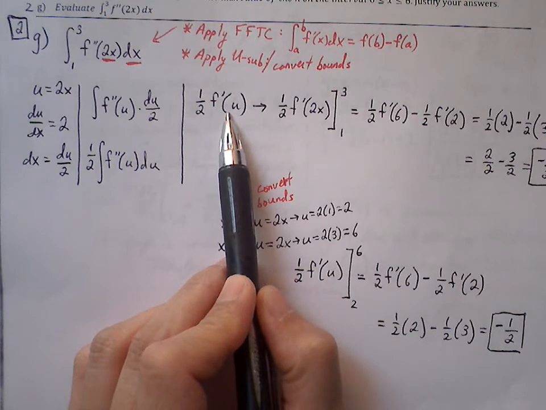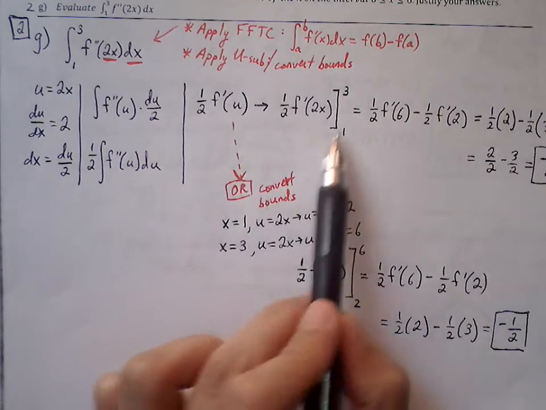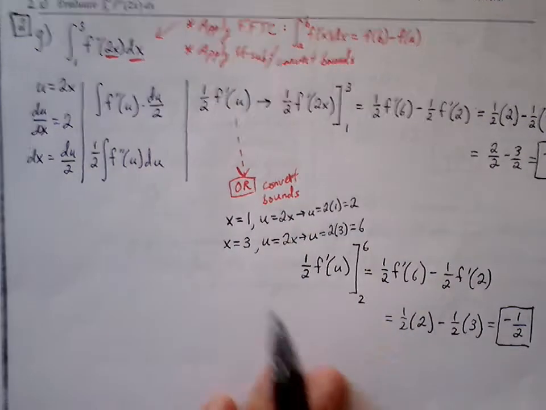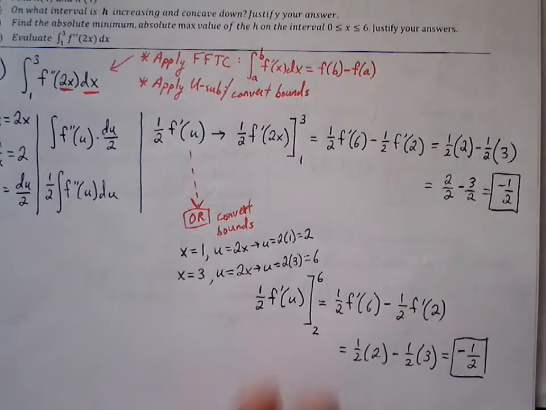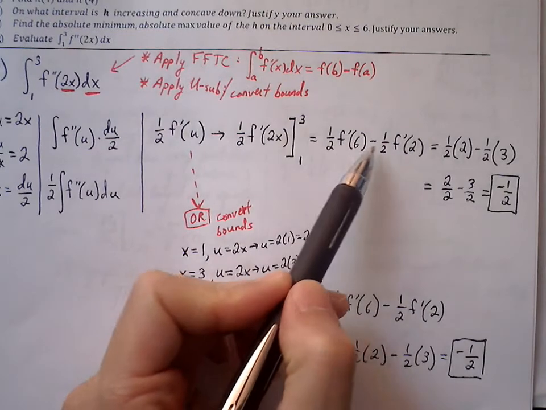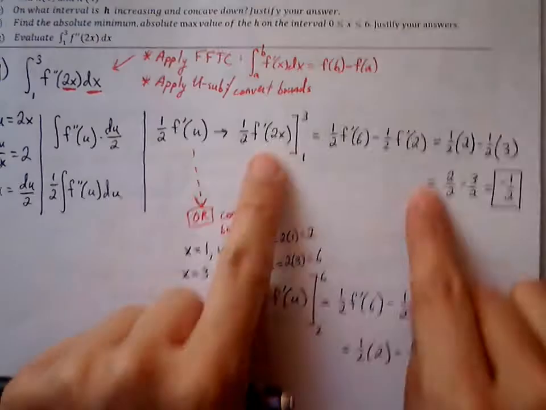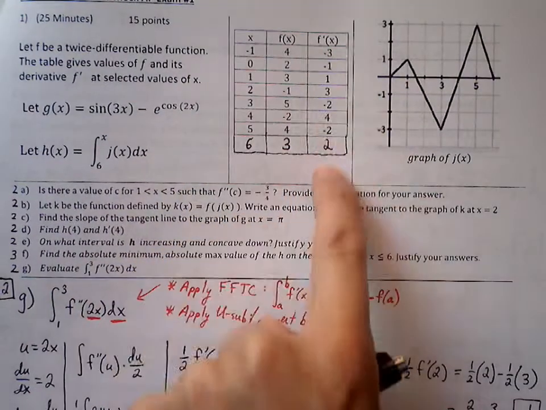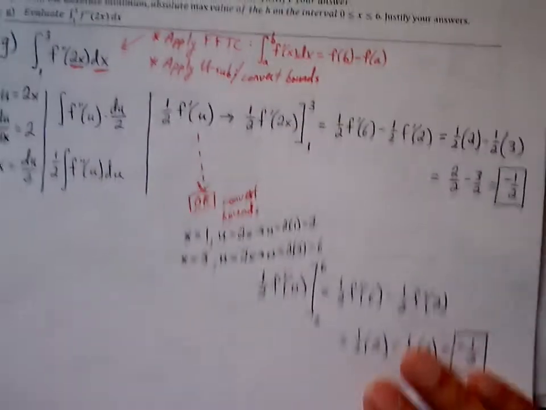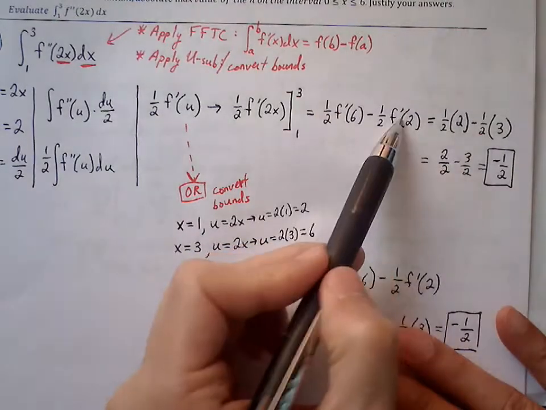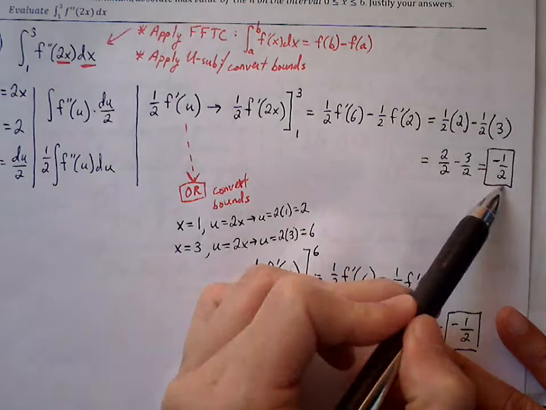Okay. Let's replace the u back in terms of x, plug in our upper and lower bound. So we get 1/2 f prime of 6 minus 1/2 f prime of 2. Now we have something that we can use because we have information regarding f prime, so now we can find those values. f prime of 6 is 2, f prime of 2 is 3, and reduce that to be negative 1/2.